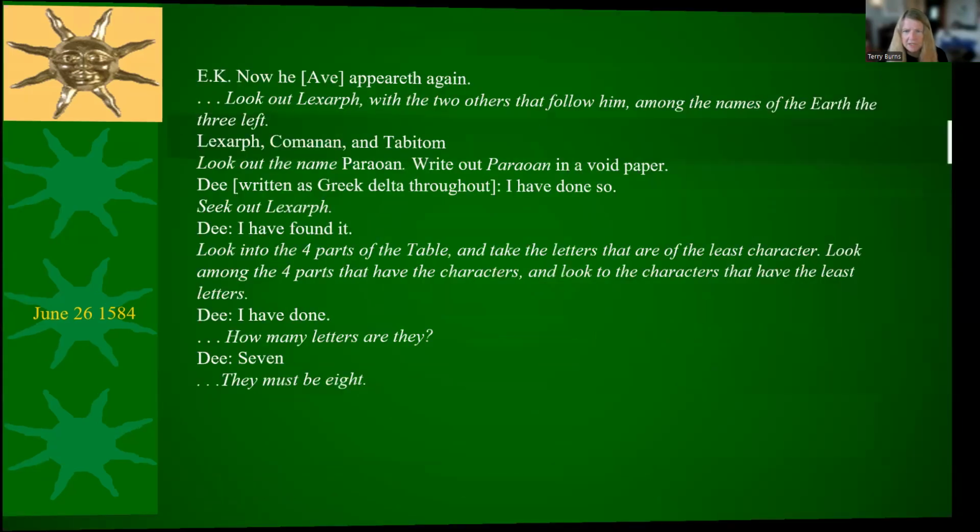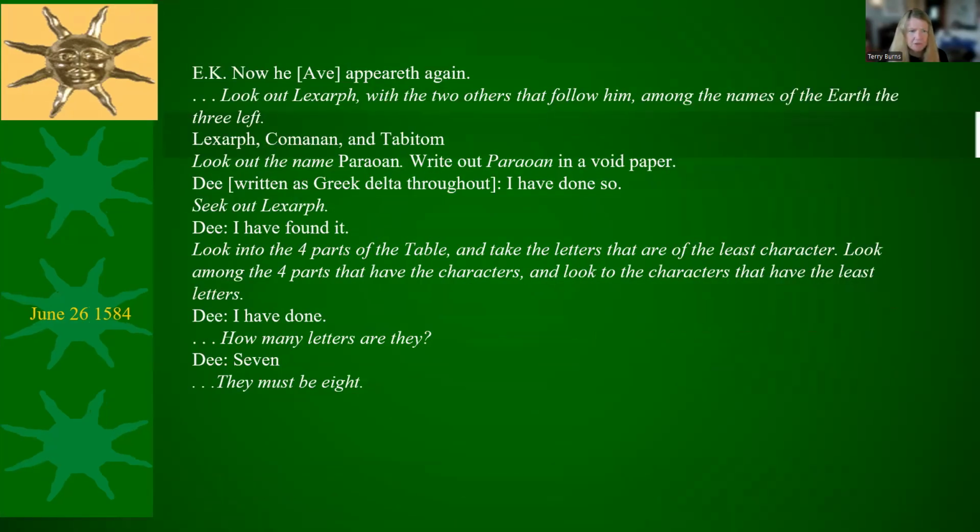So let's look at the words, and I've made them larger so that you can read them better. Kelley will say, now he, the angel Ave, appears again and says, look out Elexarape, with the two others that follow him among the names of the earth, the three left. Okay, there they are, three governors. Look out the name Parawan, write that out and avoid paper. Dee says, I have done so. Seek out Elexarape. I've found it.